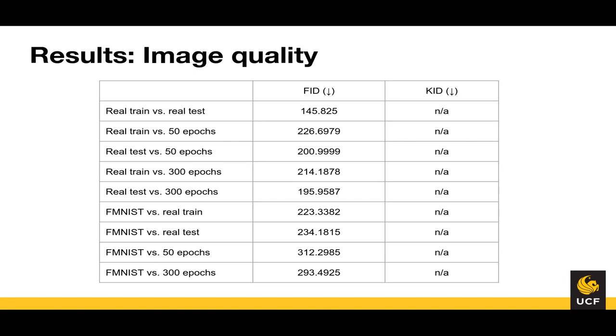So you can see that the FMNIST versus real train is about 223 FID, and the real train versus 300 epochs is 214. So I'm at least in that range. Hopefully I would like to improve these values. And I don't yet have the kernel inception distance implemented, which is why the table is not filled out there.